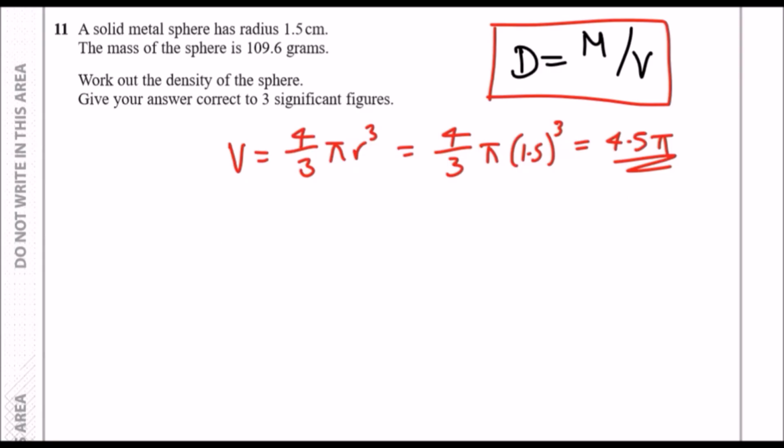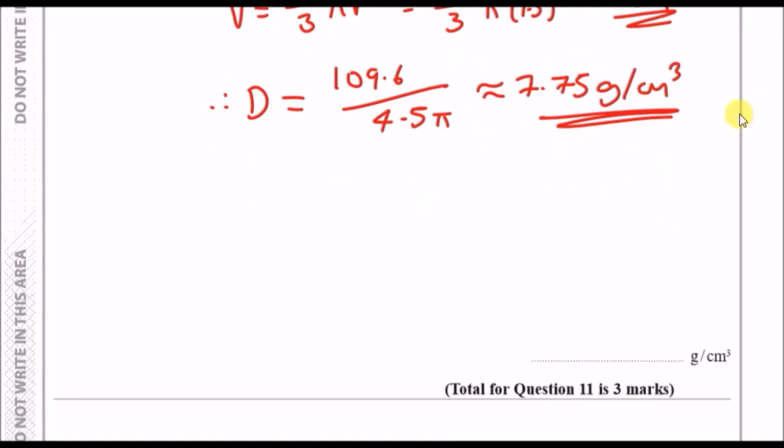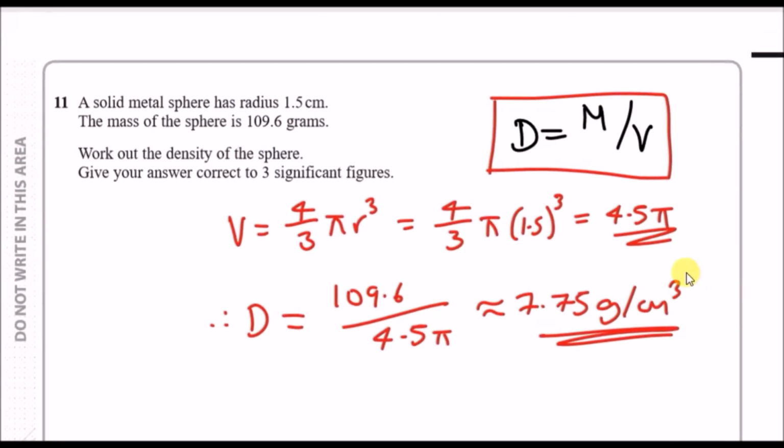And now in your calculator we can say therefore the density equals the mass, which we know is 109.6, by 4.5 pi. Okay, I'm going to do this as well, just to make sure I did it right. So 109.6 over 4.5 pi, and we should get to 3 significant figures about 7.75 grams per centimeter cubed. Okay, it's important to state the units here. Yep, grams per centimeter cubed. Okay, and that's really it.